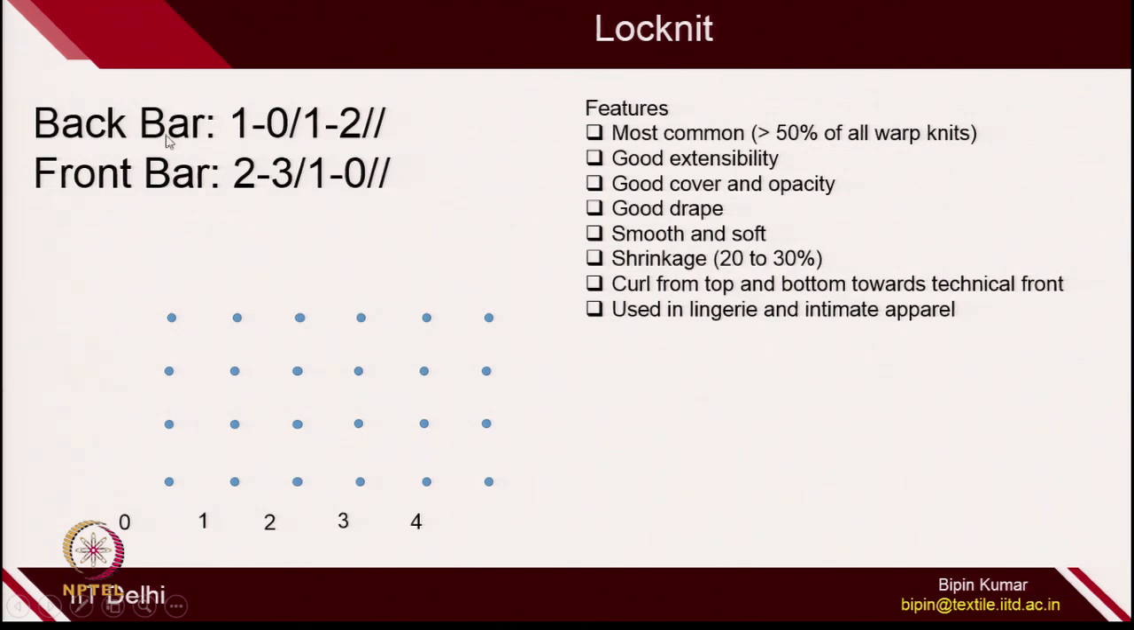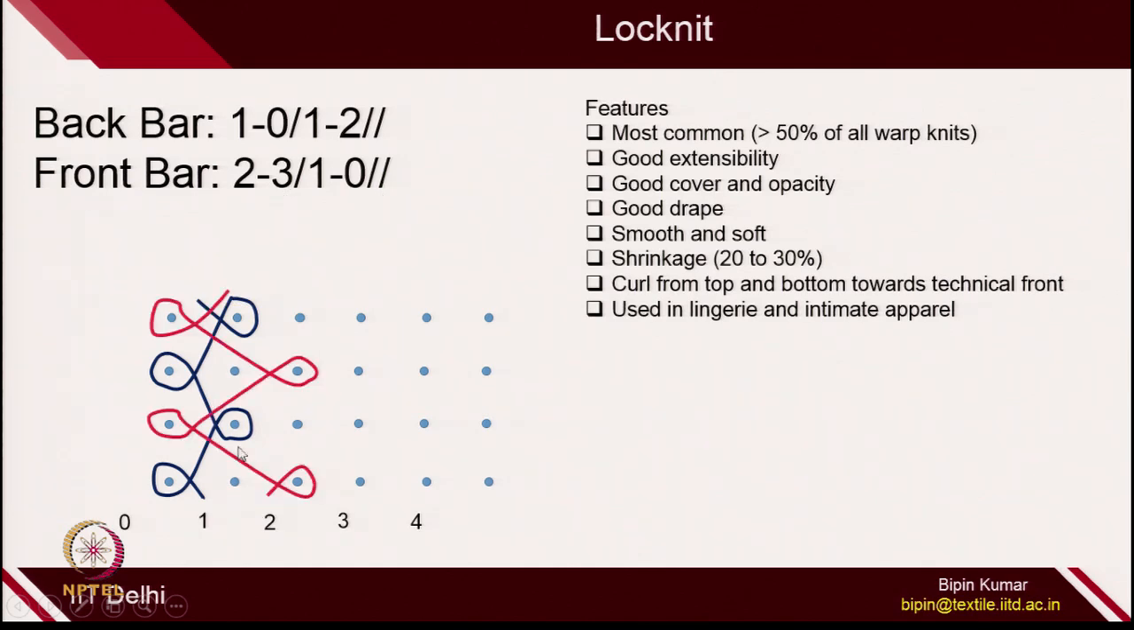In the Locknit, the back bar has the lapping plan of 1012 and the front bar has the lapping plan of 2310. So, let us draw its lapping plan. If you see the back bar, this is your back bar which is 1012 lapping plan, and the front bar 2310.